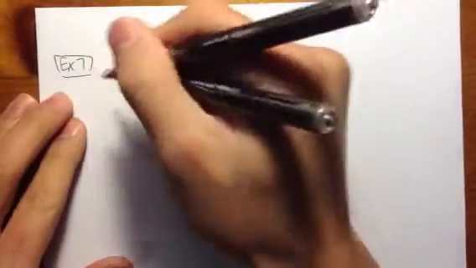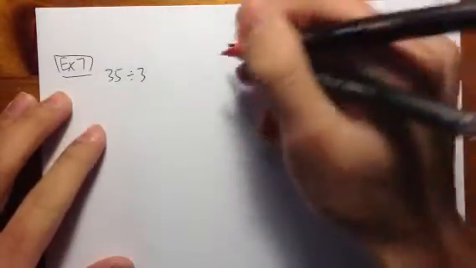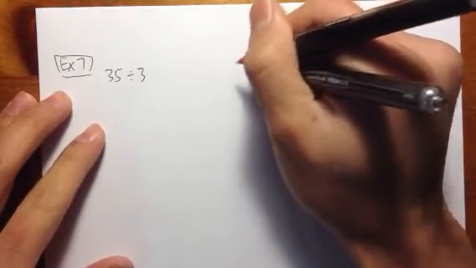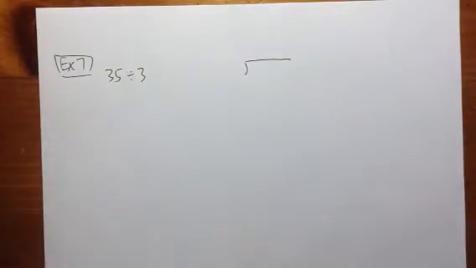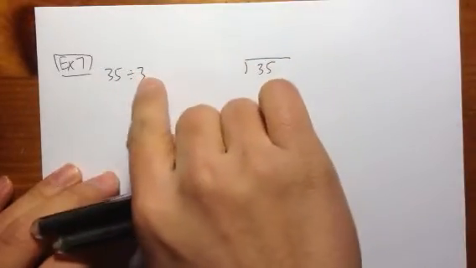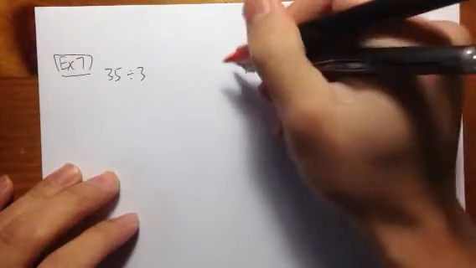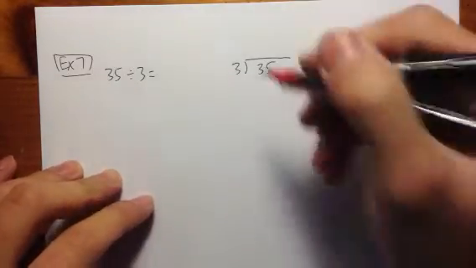Moving on to example number 7. Number 7, I would like to do 35 divided by 3. As usual, we are going to use the long division. 35 is the first number, put that inside. And the 3 is the second number, you put it outside. And then just get to work.